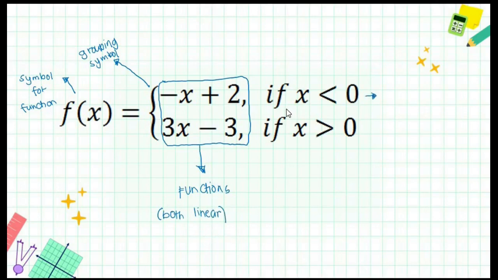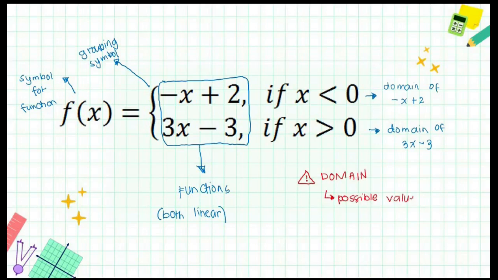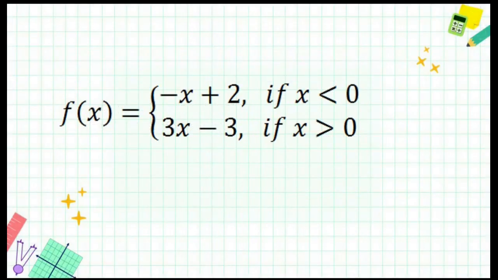Then this portion of the first row, x is less than 0, pertains to the domain of the function aligned to it, which is negative x plus 2. Meanwhile, x greater than 0 is the domain of, again, the function aligned to it, which is 3x minus 3. Just a little reminder, when we say domain, we are simply pertaining to the possible values of x which we can substitute to the given function. The restrictions are very important because they help us determine the only possible values of x we can substitute.